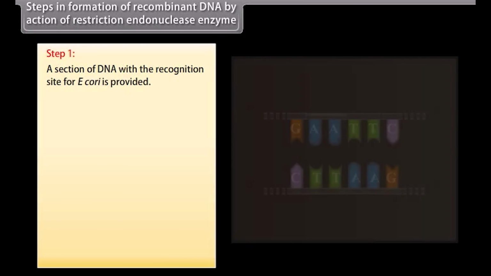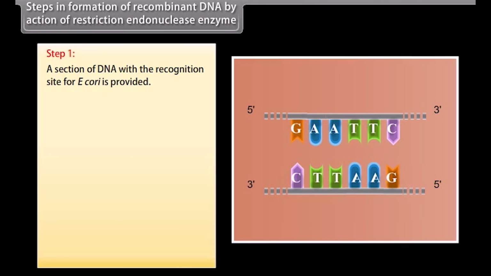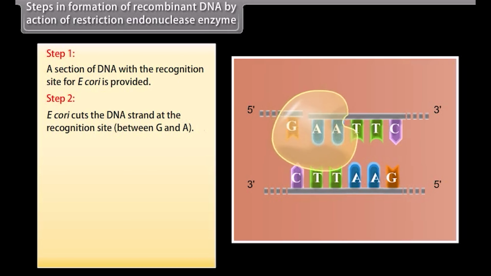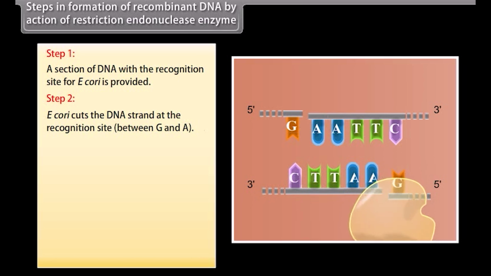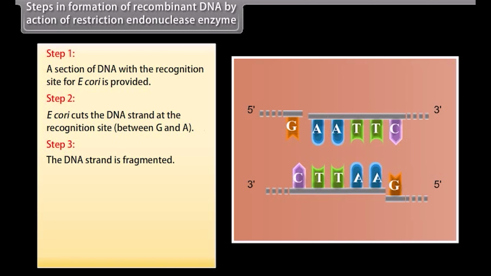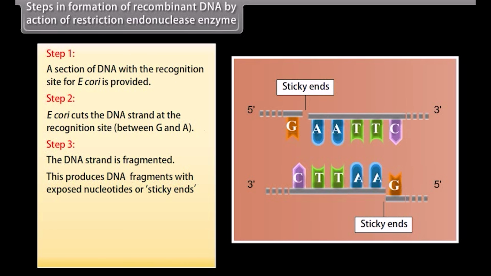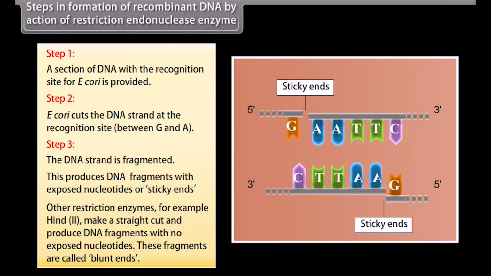Step 1. A section of DNA with the recognition site for EcoRI is provided below. Step 2. EcoRI cuts the DNA strand at the recognition site between G and A. Step 3. The DNA strand is fragmented. This produces DNA fragments with exposed nucleotides or sticky ends. Other restriction enzymes, for example Hind II, make a straight cut and produce DNA fragments with no exposed nucleotides. These fragments are called blunt ends.